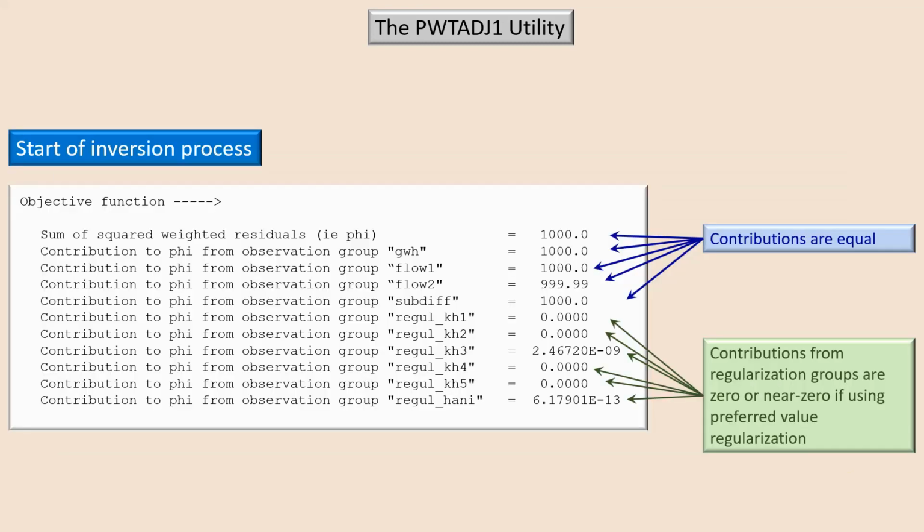After running PWT-ADJ1, my situation may now be this. I might say, please make the contribution to the objective function by each group 1000. But it doesn't touch the regularization groups. And here I can see that now the contribution made to the total objective function by each observation group is 1000.